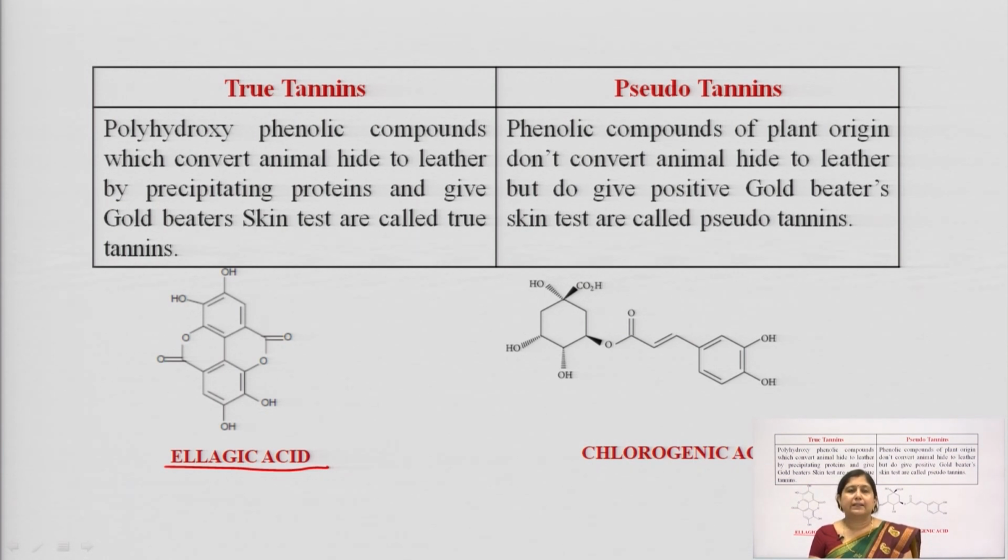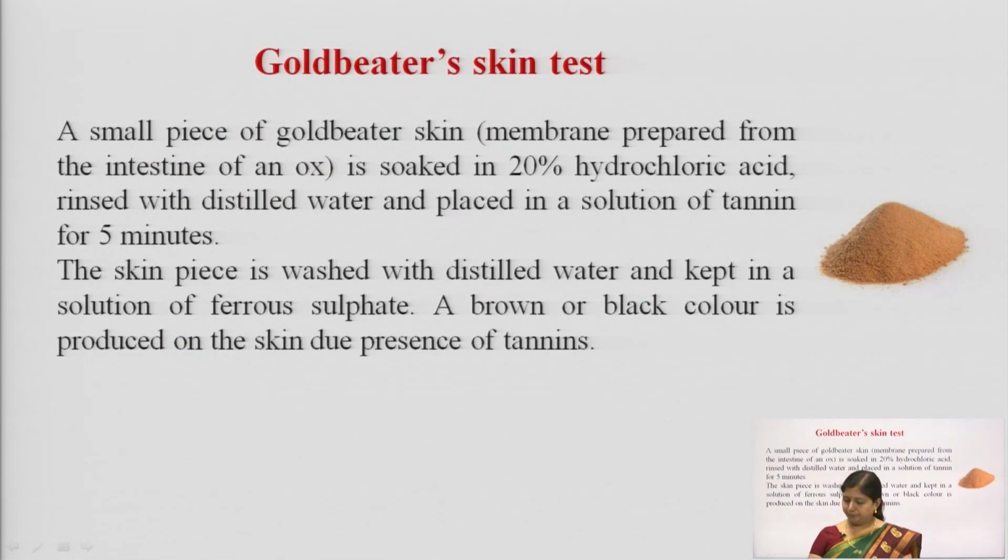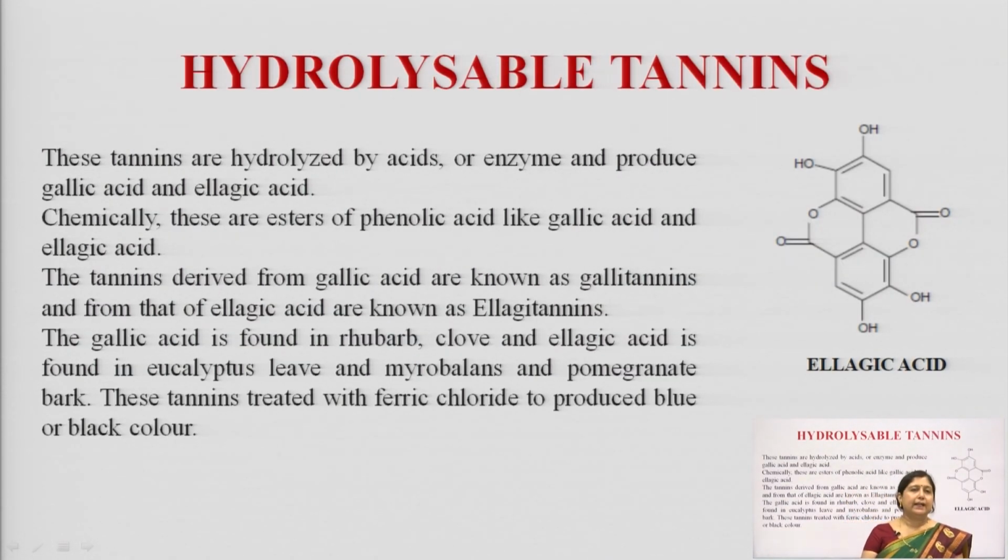While pseudo tannins are phenolic compounds of plant origin, they do not convert animal hide to leather, and they do not give the positive gold beater test. That is why they are known as pseudo tannins, and the example for this is chlorogenic acid. This is the structure of chlorogenic acid. Now, we come to the next classification. The true tannins are classified as hydrolyzable tannins, condensed tannins and complex tannins. We will discuss the hydrolyzable tannins.